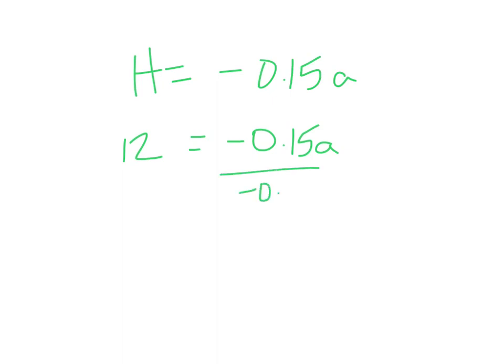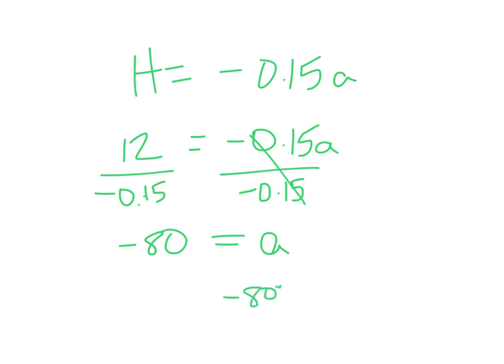Take the negative with it. Negative 0.15. So then A is by itself. So 12 divided by negative 0.15. I would grab my calculator here and do 12 divided by negative 0.15. Elliot, say it again. 80? Positive or negative? Negative, because it's a positive divided by a negative. So the record low in Alaska is negative 80 degrees Fahrenheit.